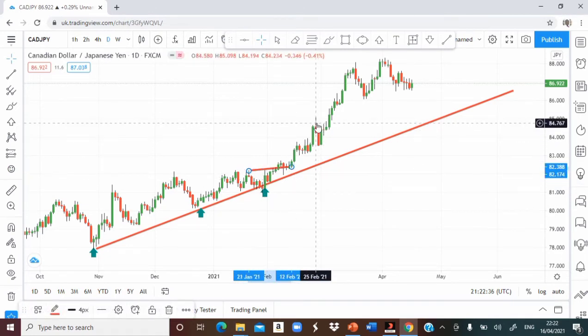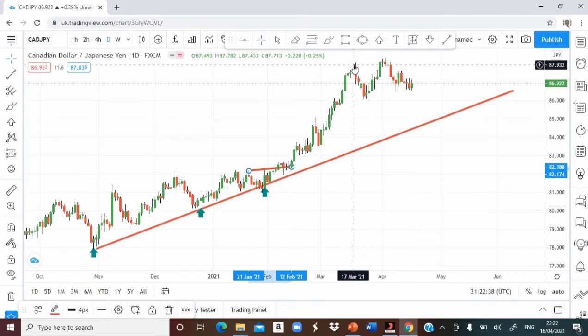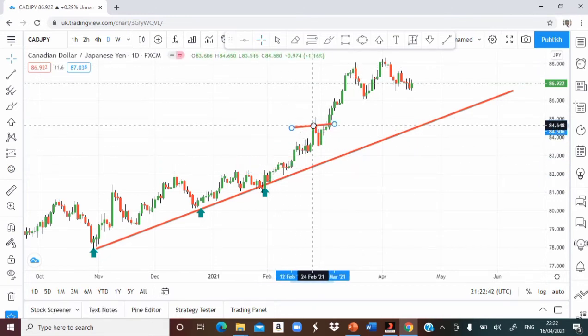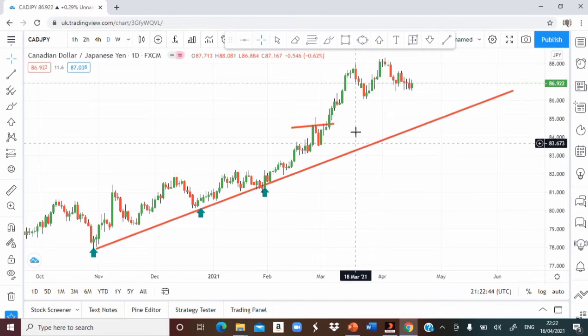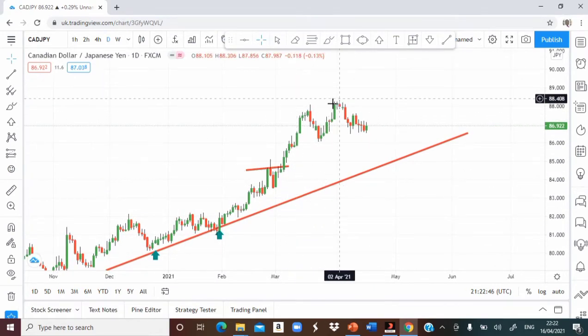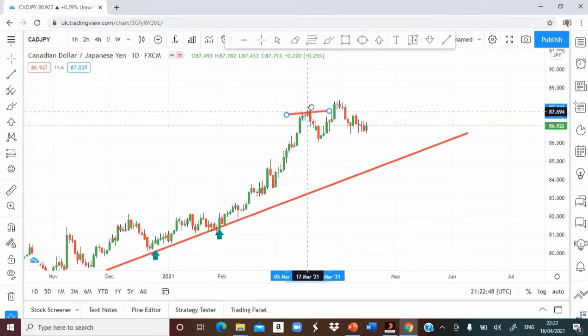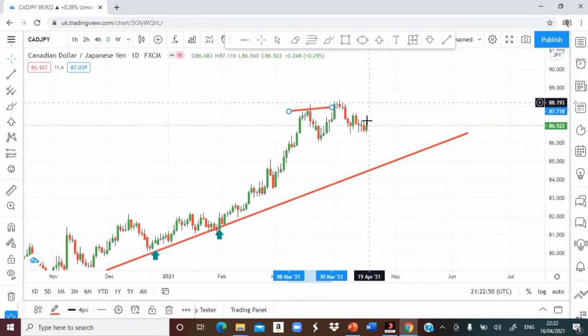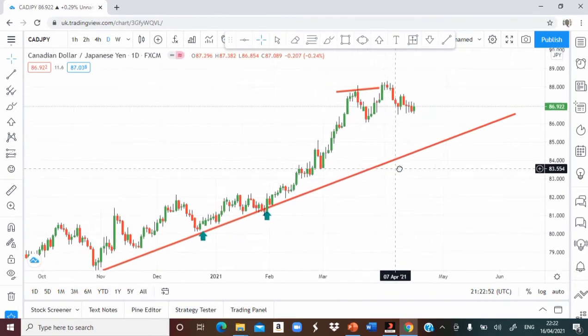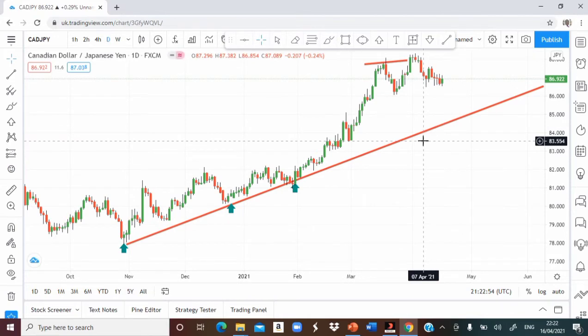If price moves to this point, you move your stop loss to the recent zone. If price moves to this point, your stop loss should be moved to this place. So you're actually protecting your stop loss by following the trend as it is going.